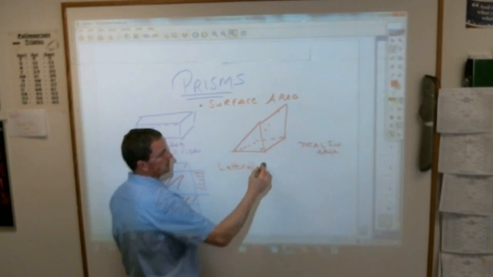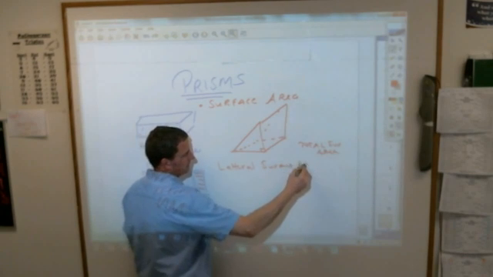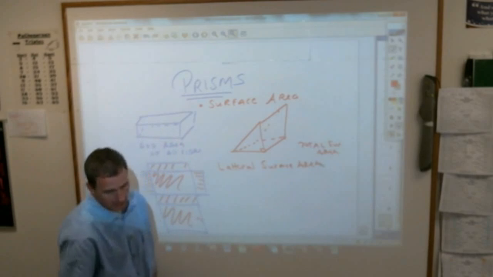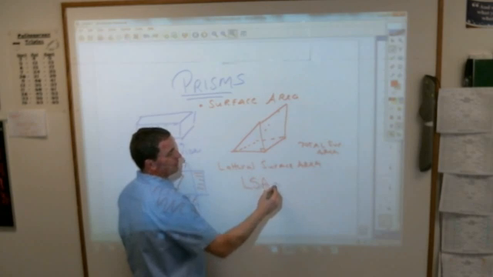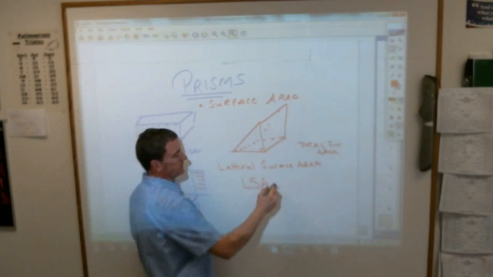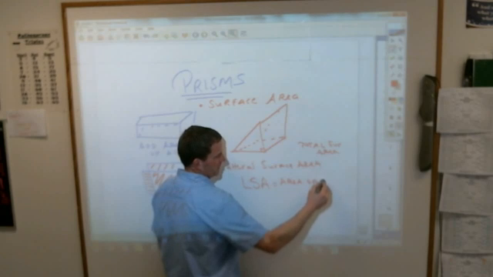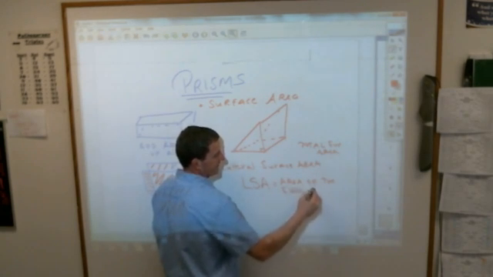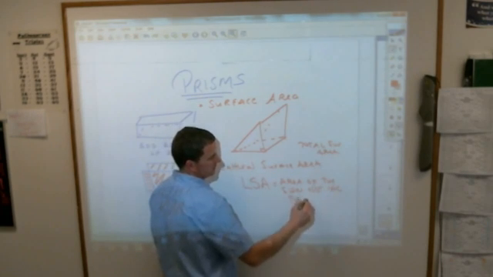The lateral surface area. And if you were going to abbreviate that, children, how would you abbreviate that? Thank you very much. I knew somebody would catch on. And what the lateral surface area is, is the area of the sides not including the two bases.